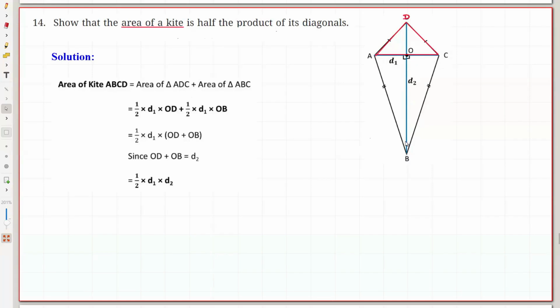Into height. Height is OB. Now for both, D1 is common, so the base is the same. I'm just taking the base outside: OD plus OB. If I add OD plus OB, I get D2, the second diagonal. Therefore, the area of the kite is half of D1 into D2.